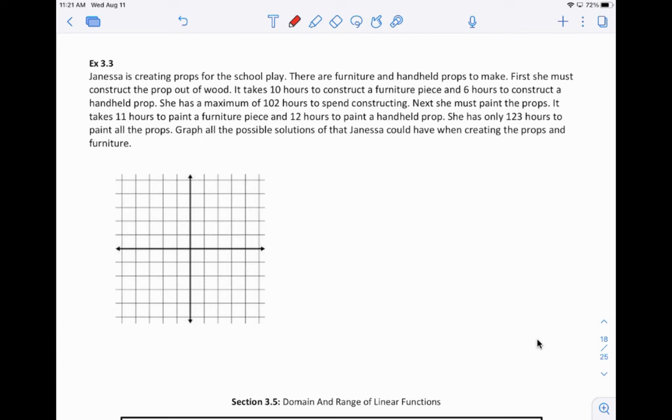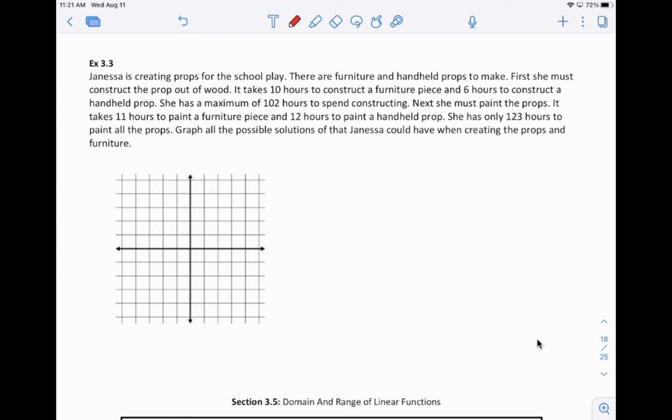Janessa is creating props for a school play. So our current lifestyles right now. There are furniture and handheld props to make. She must construct a prop out of wood. It takes 10 hours to construct a furniture piece and 6 hours to construct a handheld prop, on average probably. She has a maximum of 102 hours to spend constructing.